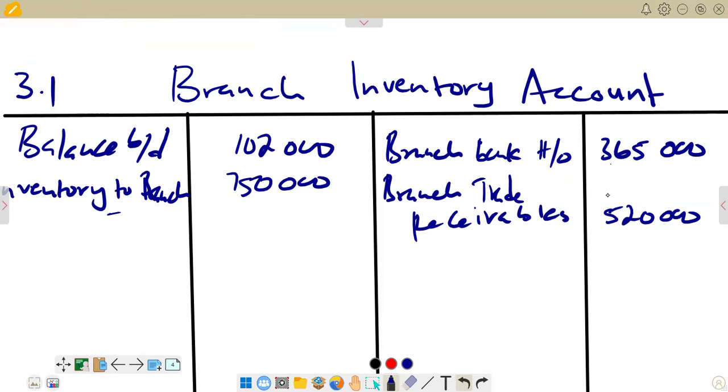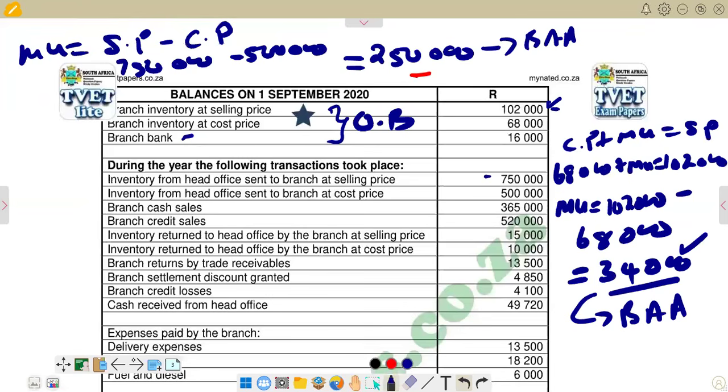We are only going to credit according to this question in the branch inventory account. Then I will leave it like that. Then we go to the next entry that we have. We have got inventory returned to head office by the branch at selling price.